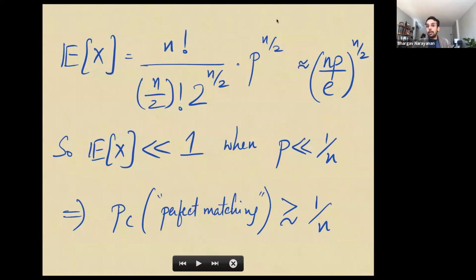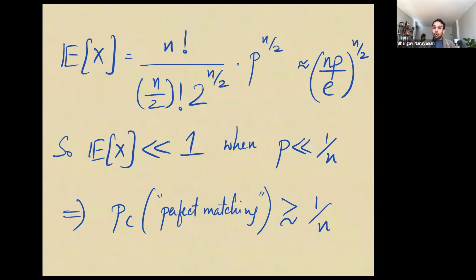Each one has a p to the n over 2 chance of turning up in G(n,p). You have n over 2 edges and you need each of them to turn up. And this number looks something like (np over e) to the n over 2, if you use Stirling's approximation. And the point again is that when p is much smaller than 1 over n, the expectation is much smaller than 1. And so that tells us that we're incredibly unlikely to see perfect matchings when p is much smaller than 1 over n.